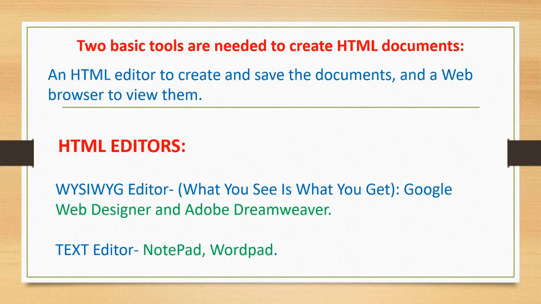Now, the two basic tools that are needed to create HTML documents are an HTML editor to create and save the document and a web browser to view the HTML document. You can use any web browser like Internet Explorer, Firefox, Mozilla, Opera Mini, Netscape Navigator. You can also use Microsoft Edge. All these are web browsers that will help you to display the web page. Now let us come to the HTML editor. There are two types of HTML editors.